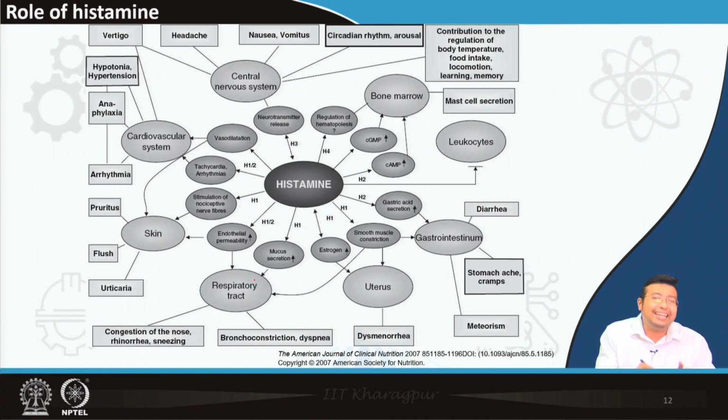Again, antihistaminics are anti-allergics, and that is how they are used, for all the reactions like pruritus, urticaria, hot flushes, etc. Apart from skin, it also acts on the cardiovascular system, nerves, bone marrow, leukocytes, respiratory tract, uterus, gastric epithelium, everything. So you can form an endless list of the actions of histamine. It is that much important.